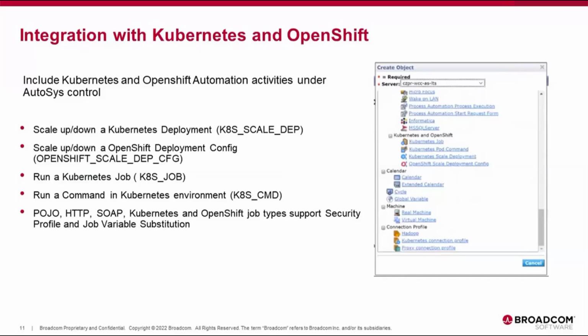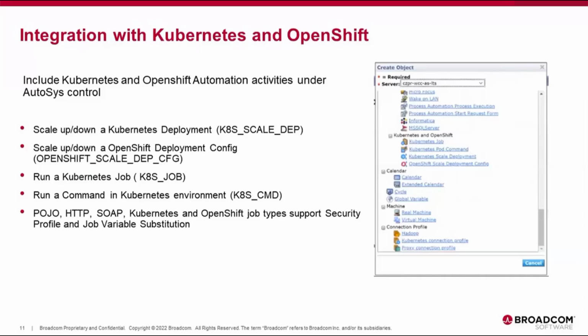So using this newly built framework, we have taken the OpenShift Kubernetes plugin extension and we've converted it into 4 new job types in this release of AutoSys. So basically, you're going to see the same capabilities that are available via the plugin extension, but it's just a bit more tightly integrated and easier to use, particularly when defining or editing jobs. So as you can see on the slide, the new job types include scale up or scale down of Kubernetes deployments, the scale up or scale down of OpenShift deployment configs. You can run a Kubernetes job or you can run a Kubernetes command.